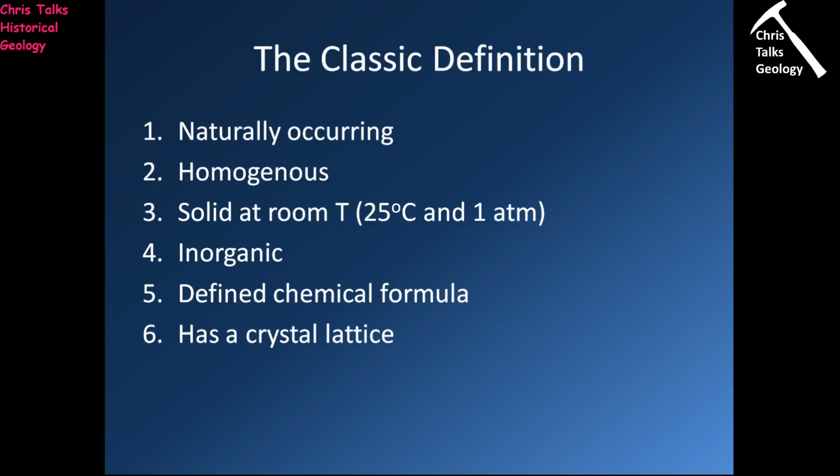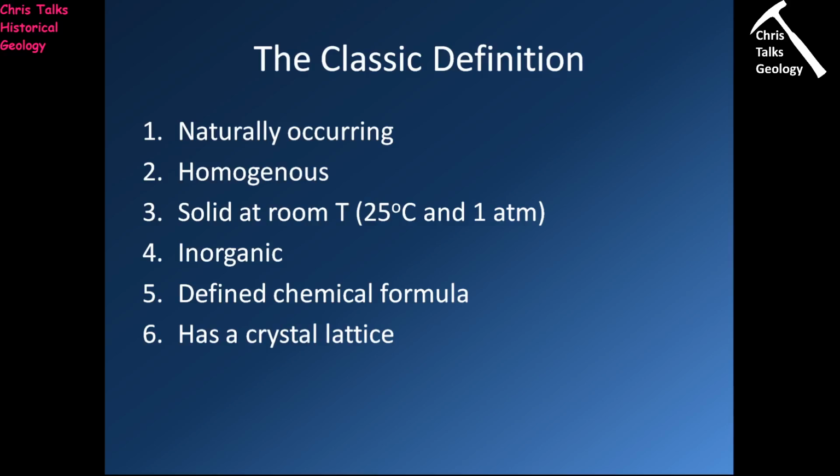So the 6 criteria, of course: naturally occurring, has to be homogeneous, has to be solid at room temperature, so that means 25 degrees Celsius and 1 atmosphere pressure. It has to be inorganic, it has to have a defined chemical formula, and it has to have a crystal lattice, so that means the atoms in it have to be organised in a repeating pattern. So these are the things that a substance has to have to be considered a mineral in the classic sense.